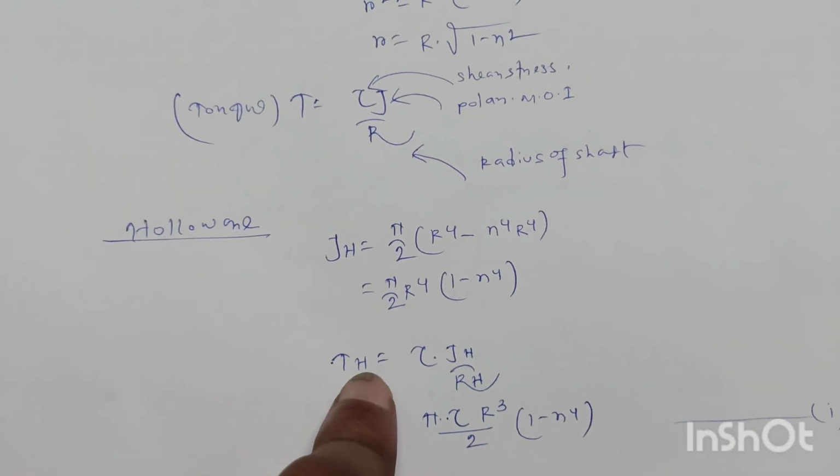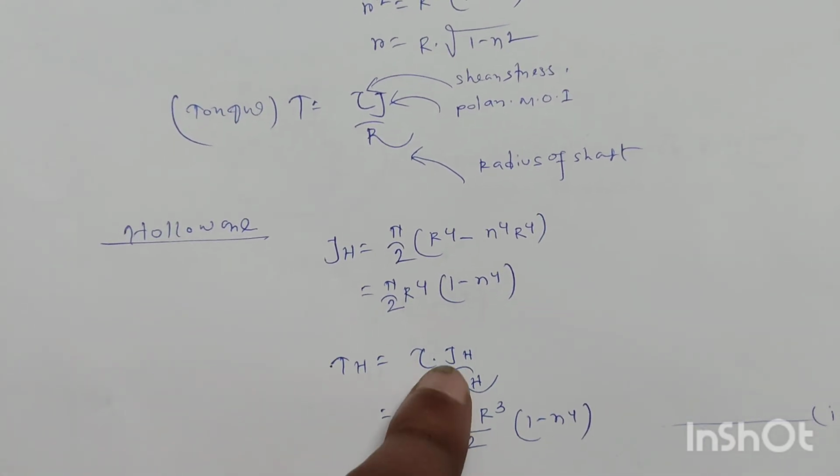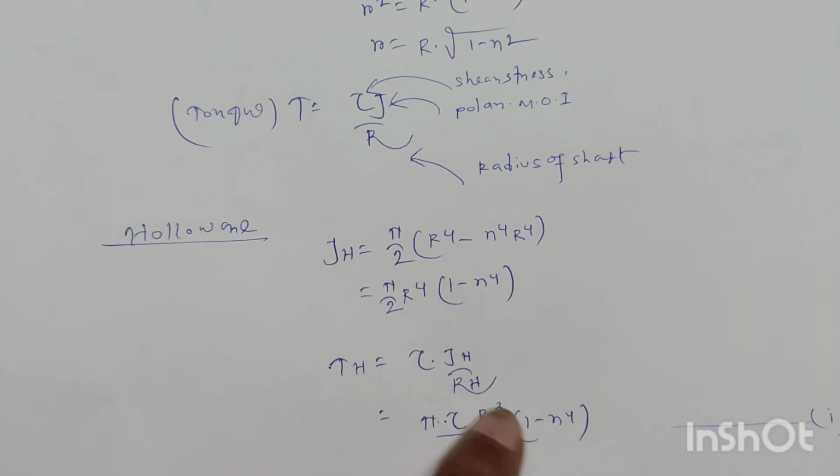And the torque Th will be equal to tau into Jh by Rh.